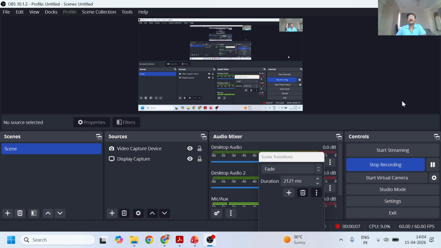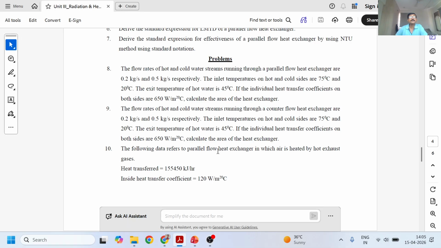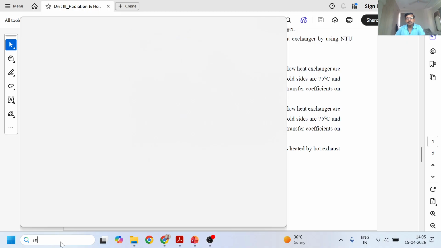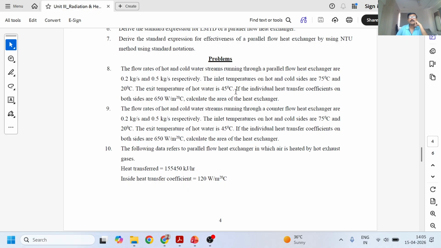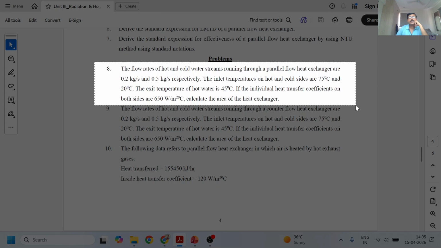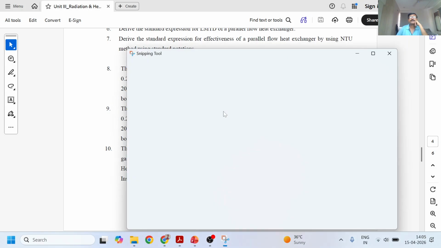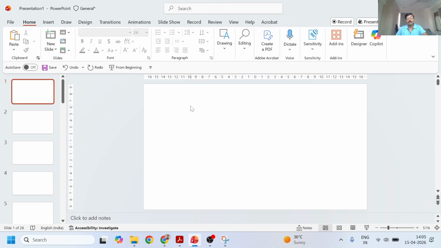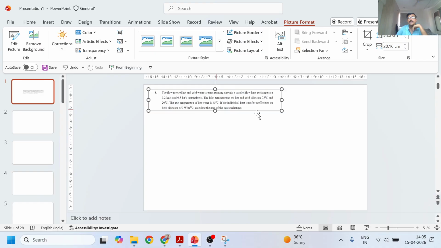Dear students, in this class we are going to solve a few numericals on heat exchangers. So let's begin with the first numerical. I am copy pasting it in the PPT so that you will understand. I am going sequentially. The questionnaire is already with you. I am solving numerical number 8. Let's paste it here so that we can interpret the data.